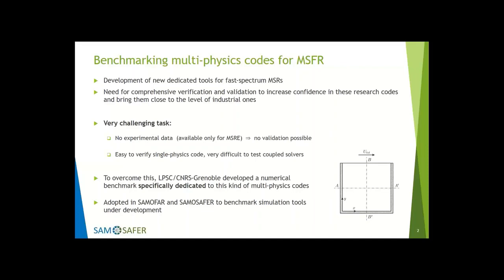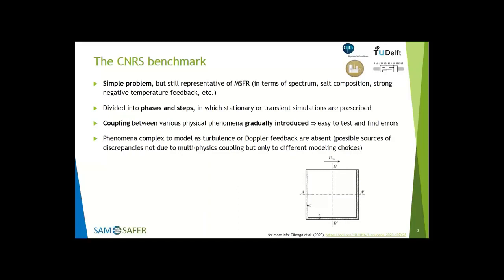This benchmark has been adopted in SAMOSAFER and is still used inside SAMOSAFER to benchmark the multiphysics tools under development. The key aspect of this benchmark, which I'm going to describe, is that it's a simple problem. Here you see the domain: a square cavity filled with molten salt. Still, the physics describing this system is quite similar to that of the MSFR, because the spectrum is fast and the salt composition is not very different. It's always thorium, uranium and fluoride. There is a strong negative temperature feedback. Of course, you find the precursors drift, and so on and so forth.